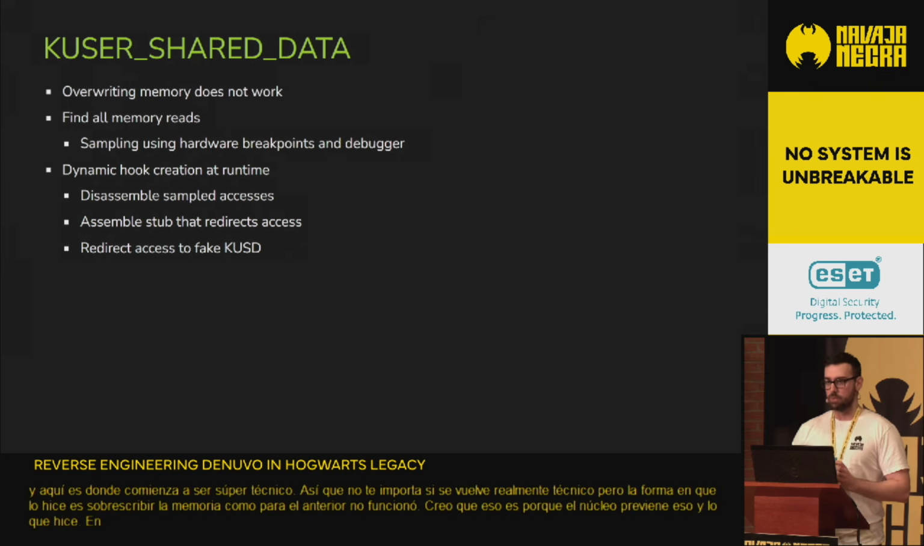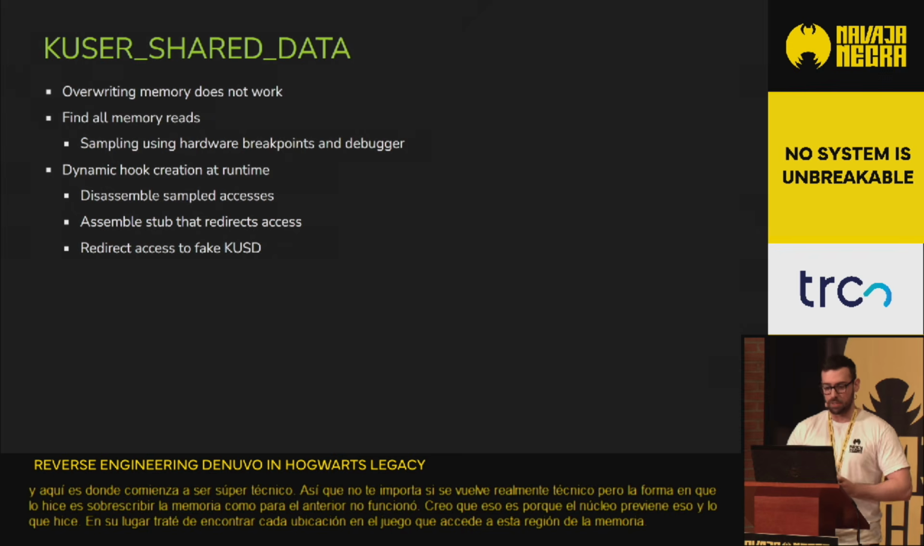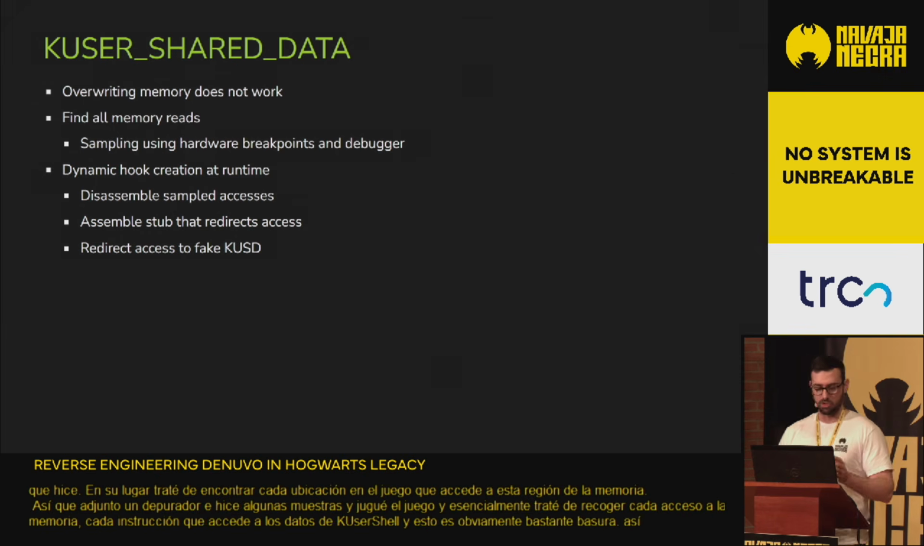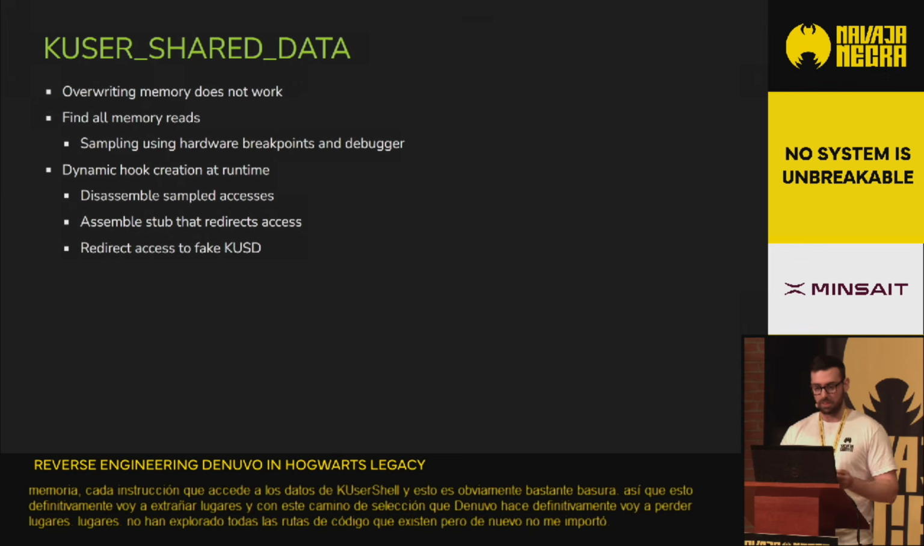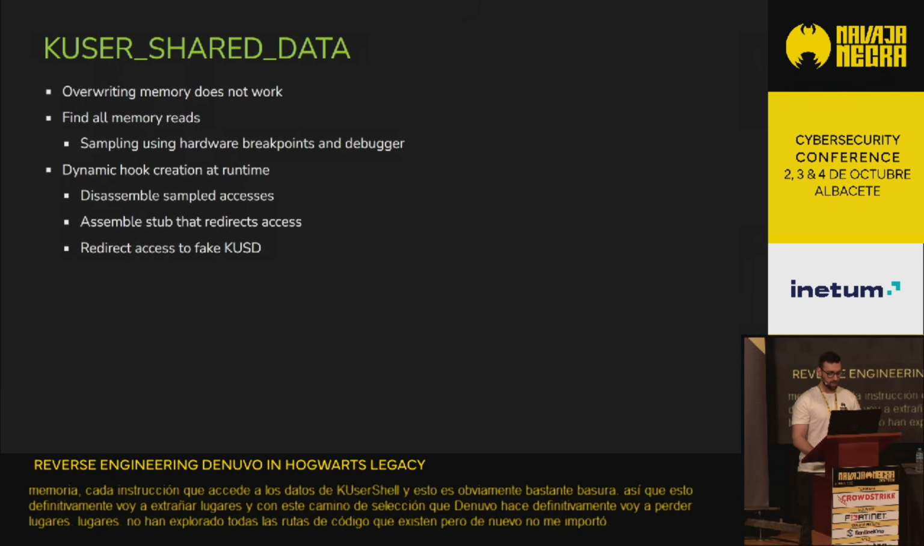And this is obviously pretty trash. So I will definitely miss places, and with this path selection thing that Denuvo does, I will definitely not have explored all the code paths that exist. But again, I didn't care. It's just a proof of concept. And using this sampled data at runtime, I then create a hook by disassembling the original instruction, and then I create a fake KUSER_SHARED_DATA, and I redirect this memory access there. So it's a pretty bad approach, but for my proof of concept, it works.